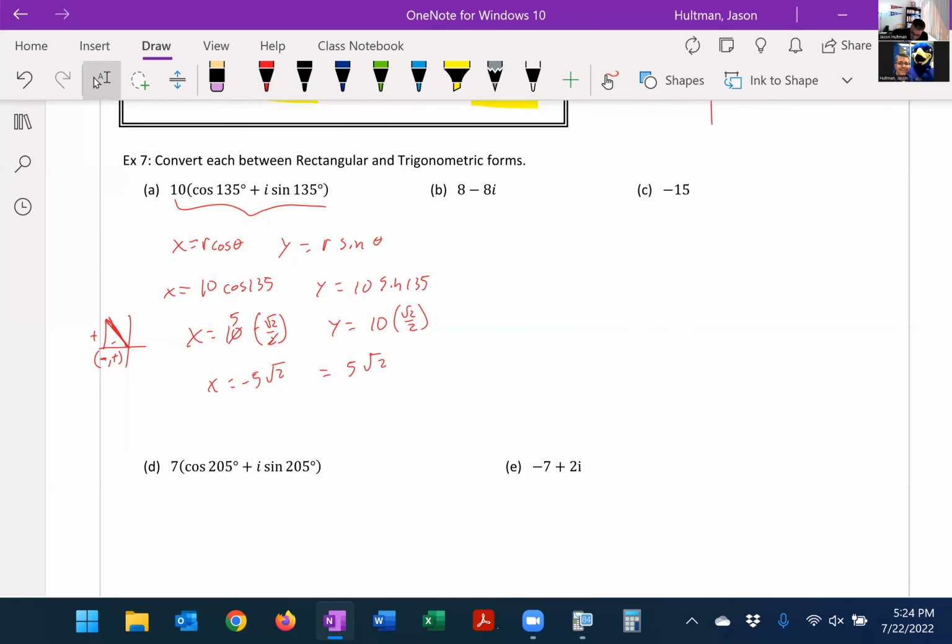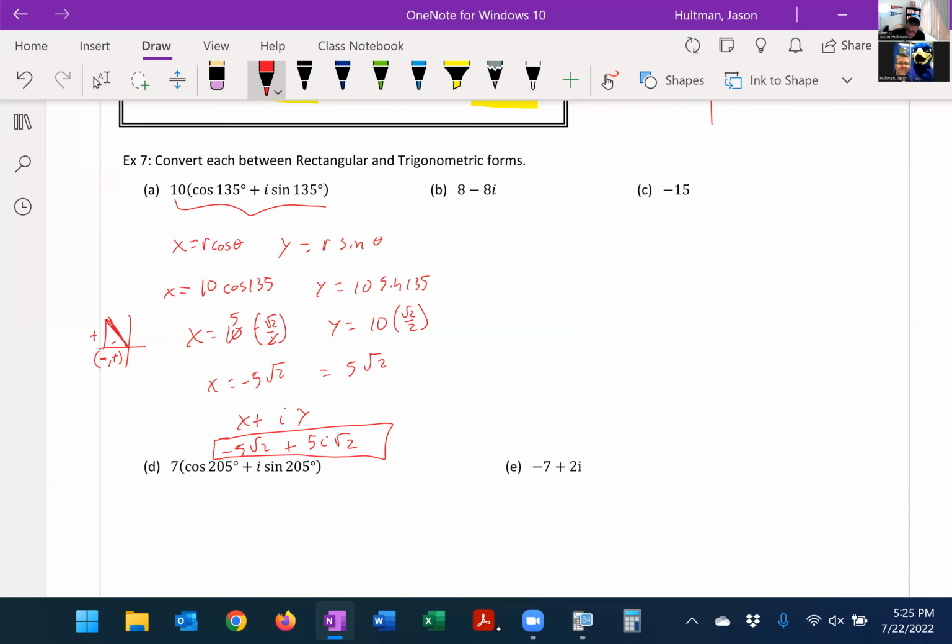And so we have x plus iy. That's going to be negative 5 radical 2 plus 5i radical 2. So that's that one. We converted it. What about the next one here?